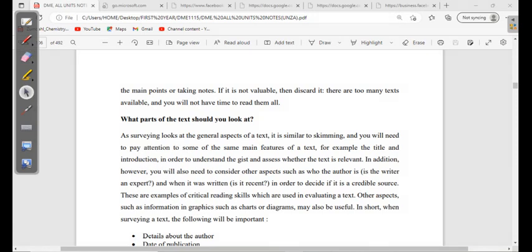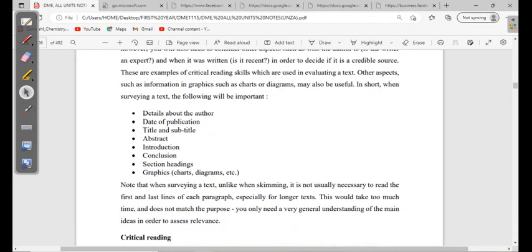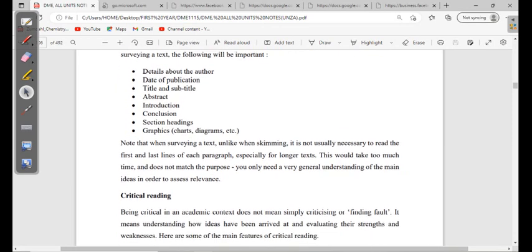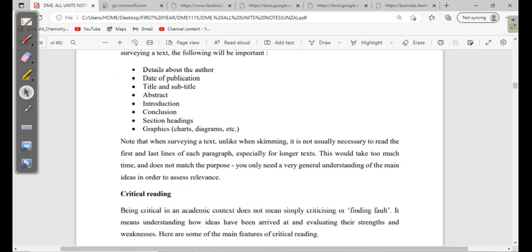So in short, when you're surveying a text, the following will be important. You need to look at the details of the author and the date of publication, because some things were published some years ago and they do not apply now. For example, someone might have said 20 years or 40 years ago that there is no cure for this disease. Maybe just 2 years ago, the cure for that disease was found. So that is why you need to read even documents which have been written in recent times.